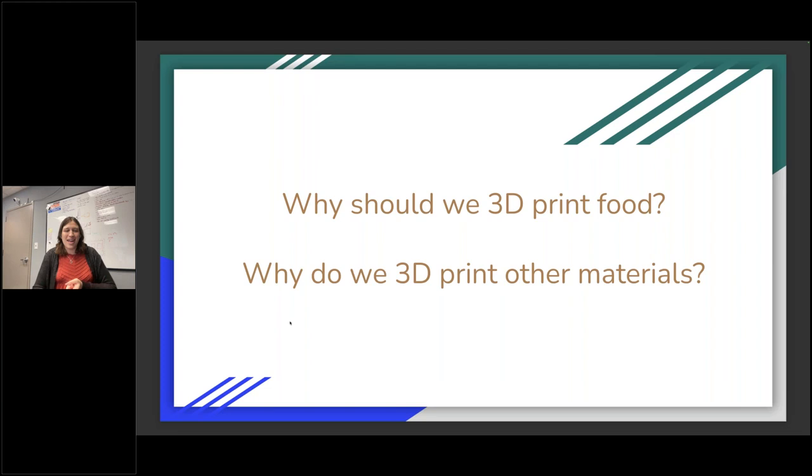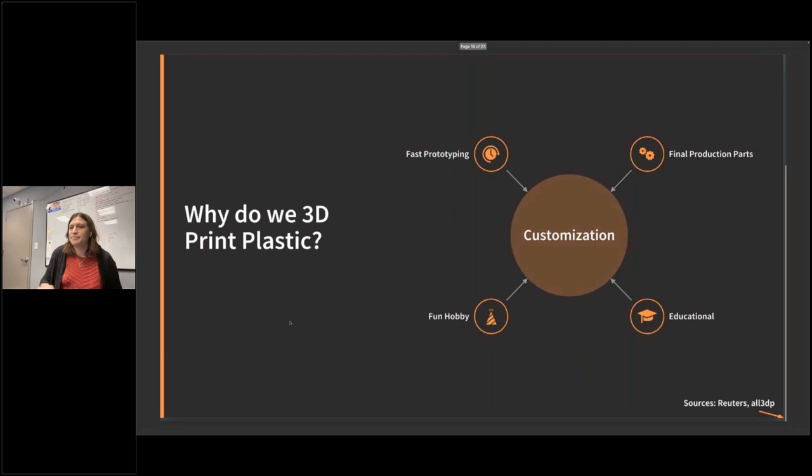Let's start with why do we 3D print plastic? I would say it all comes down to customization, because with 3D printing, there's no mold costs. And so for the most part, complexity is free. Printing is great for rapid prototyping, but it can also be used to actually create the final production parts. One example I would give is Adidas and Carbon, who have teamed up to 3D print the insoles of shoes.